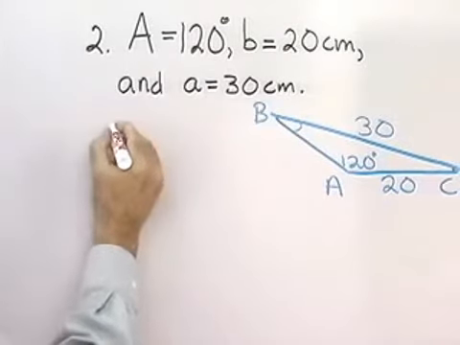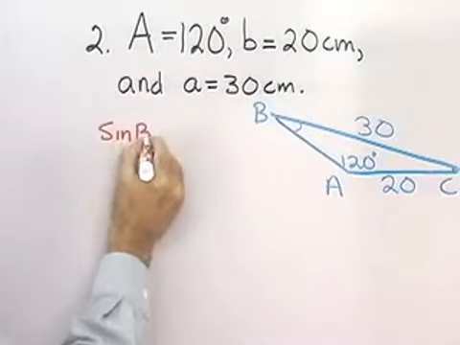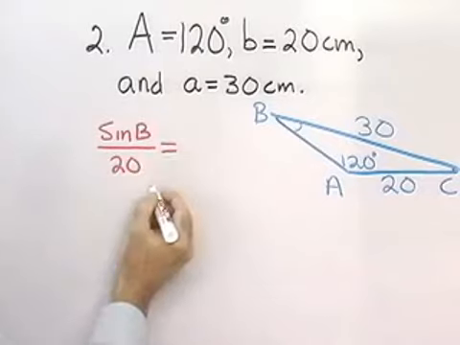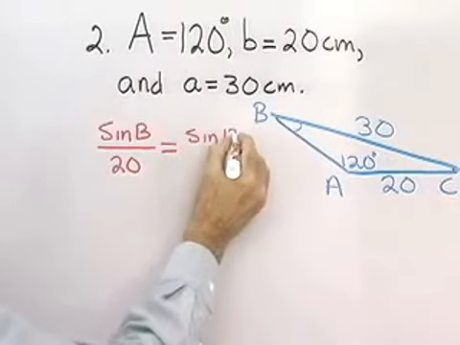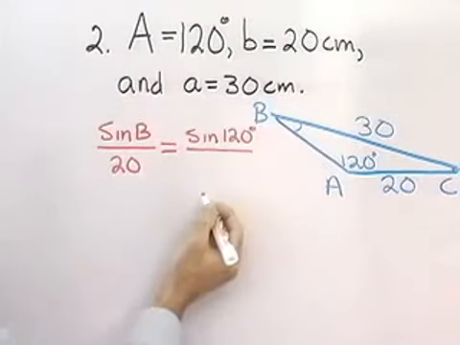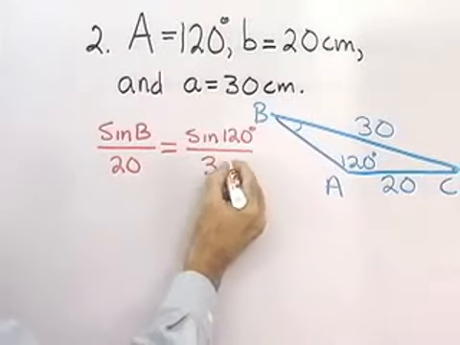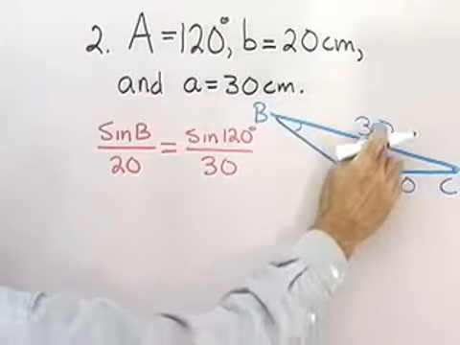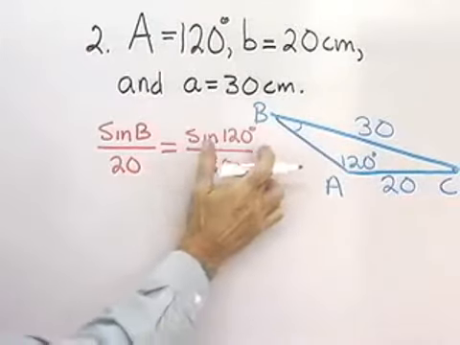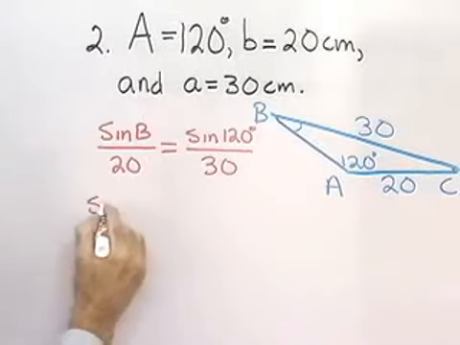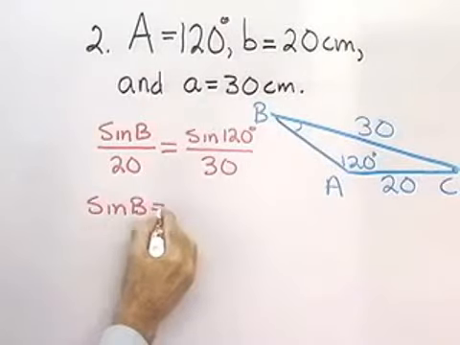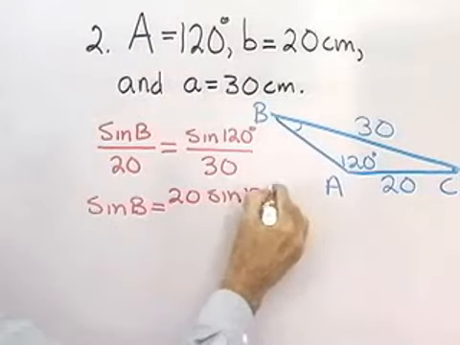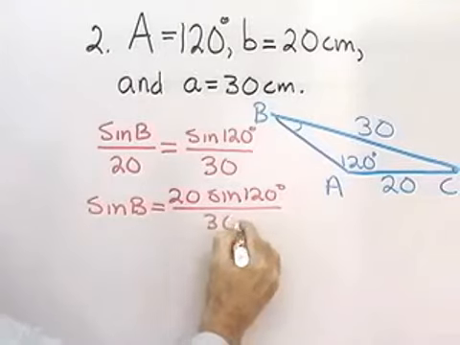So I'm going to say the sine of B is to the length of the side opposite, which is 20, as the sine of angle A, sine of 120, is to the length of the side opposite, 30. So sine B is to 20 as sine A is to 30. That's my law of sines. I'll multiply both sides by 20, and I'll end up with sine B is equal to 20 sine 120, all divided by 30.